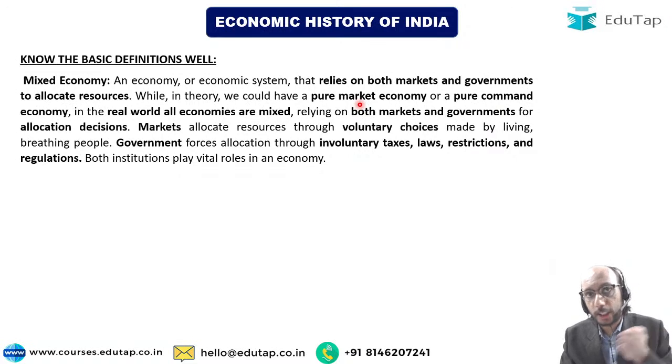In which all allocation decisions are taken by market forces. What is pure command economy? It is an economy in which all allocation decisions are taken only and only by the state, by the government. But in the real world, all economies are mixed economies which rely on both markets and government for allocation decisions, right? So markets allocate resources through voluntary choices, government allocates through involuntary taxes, laws, restrictions, and regulations, right?